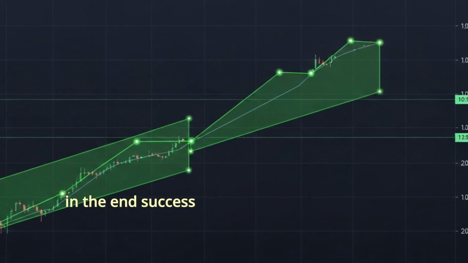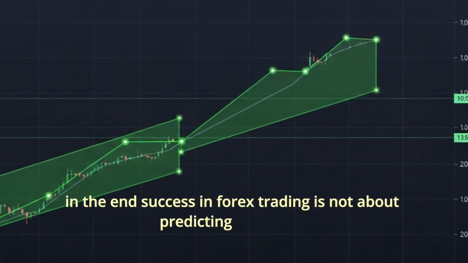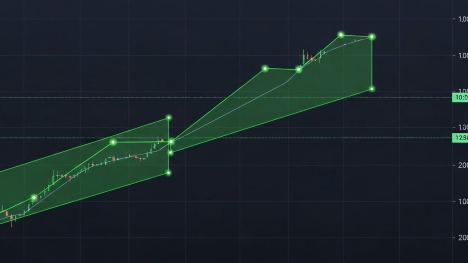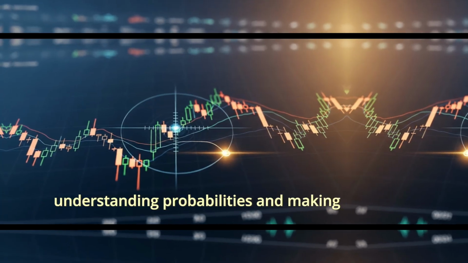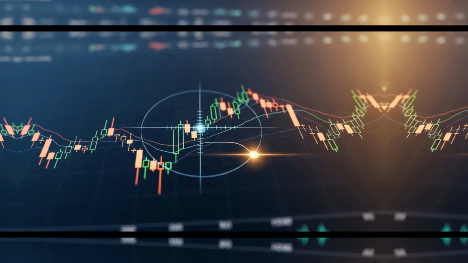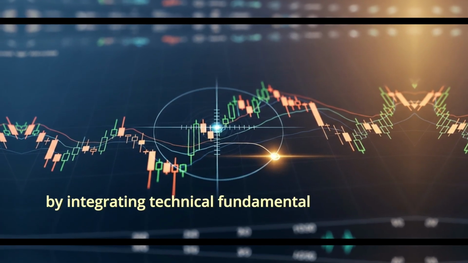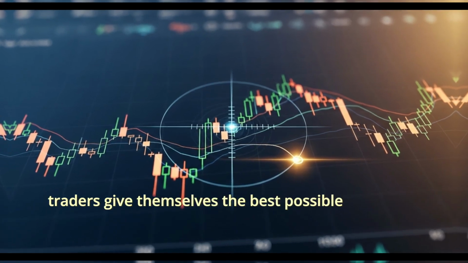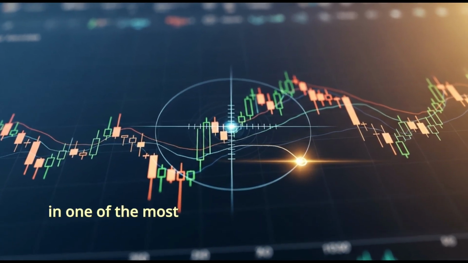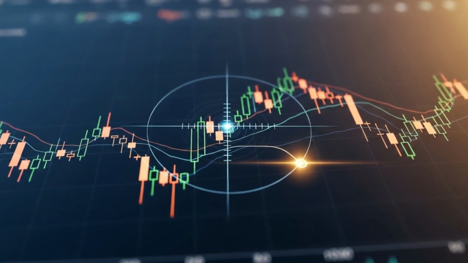In the end, success in Forex trading is not about predicting the future with certainty. It is about managing risk, understanding probabilities, and making informed decisions. By integrating technical, fundamental, and sentiment analysis, traders give themselves the best possible chance to succeed in one of the most competitive markets in the world.